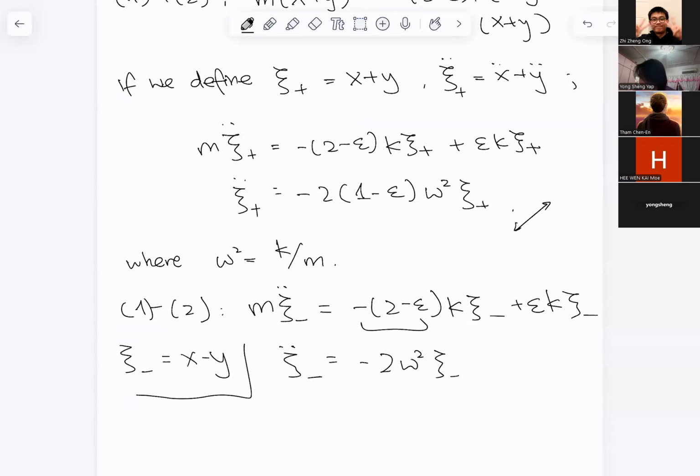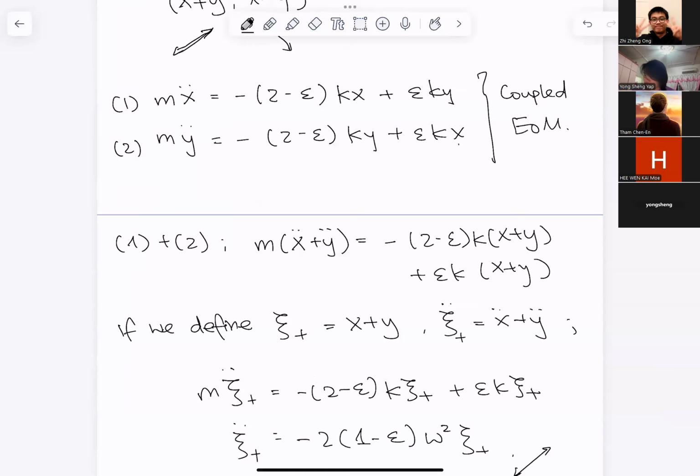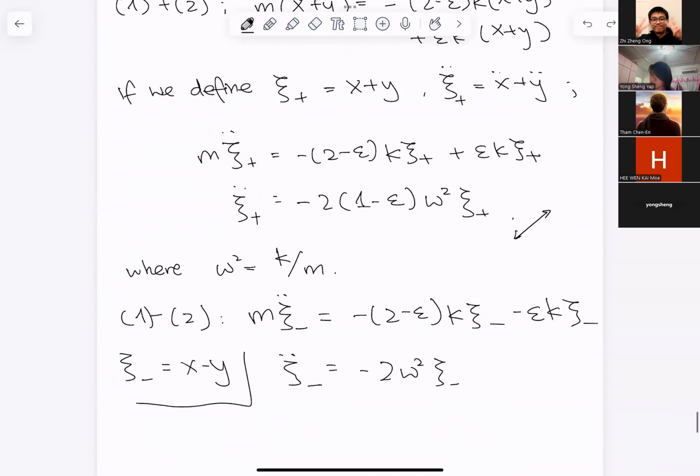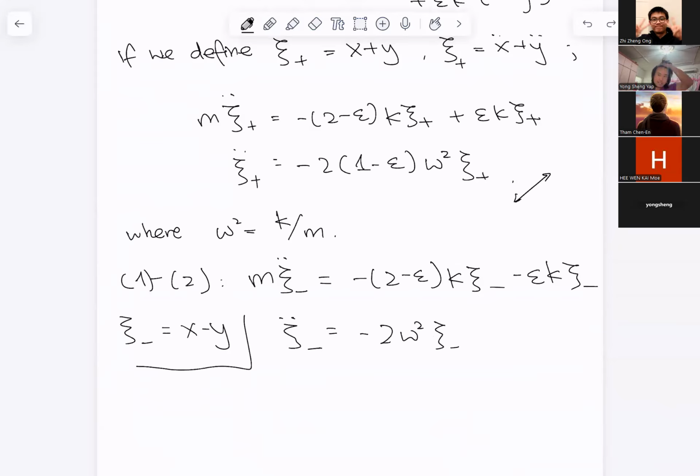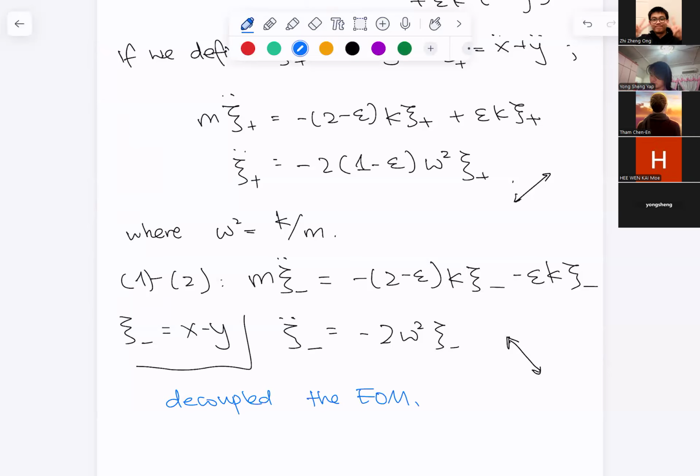because this is plus epsilon, sorry, this is a minus sign, okay? This is plus epsilon, this is minus epsilon, because we have y minus x, okay? So the epsilon cancels out, and this is what we have, okay? And again, this is something that's only oscillating along the negative diagonal and has nothing to do with the oscillation in the x plus y diagonal. Okay, so what we have done is decouple the equations of motion into two independent degrees of freedom.